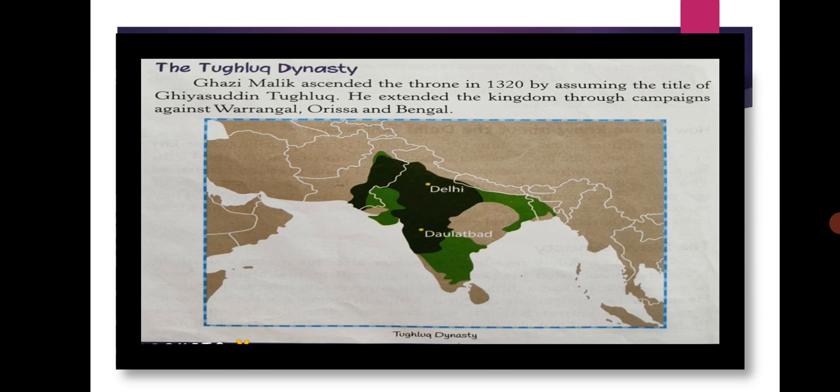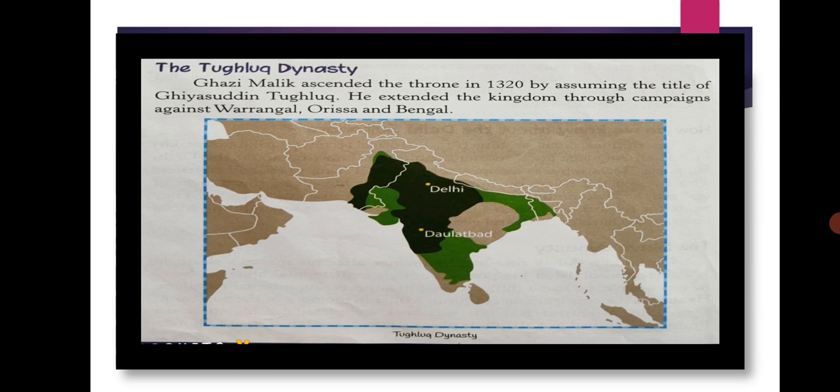During these shifts, many people died and a lot of money was destroyed, because people had to shift everything from Delhi to Daulatabad. So it was not a good decision. For this decision, he was called mad.